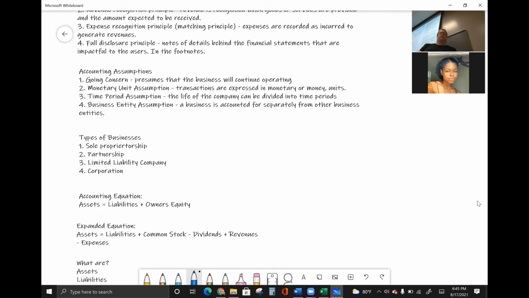Okay, and then we have the business entity assumption. A business is accounted for separately from other business activities. So maybe I have 2 services that provide accounting, and then maybe I do party planning because I like to do that. So maybe I have those 2 businesses. Well, if I collected money from a party planning company, should I put it over here in my business that I did for accounting work? Probably not, right? You don't want to intermingle.